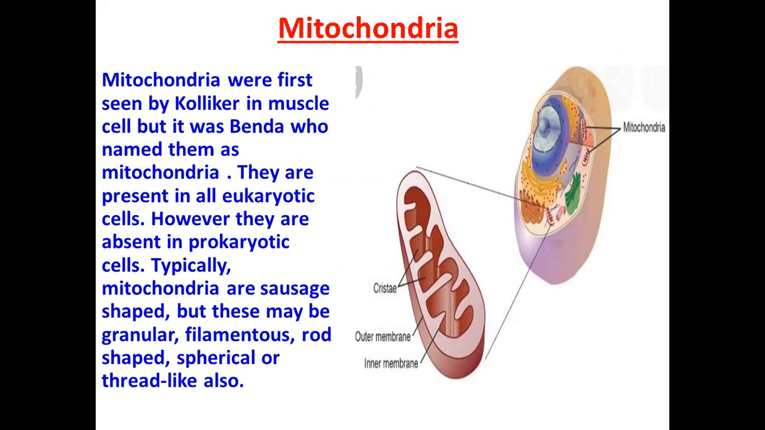Mitochondria were first seen by Kolliker in muscle cells, but it was Benda who named them mitochondria. They are present in all eukaryotic cells. However, they are absent in prokaryotic cells. Typically, mitochondria are sausage shaped, but these may be granular, filamentous, rod shaped, spherical, or thread like also. Clear? So as you can see in the diagram, where it is generally located. Mitochondria is present inside the cell.